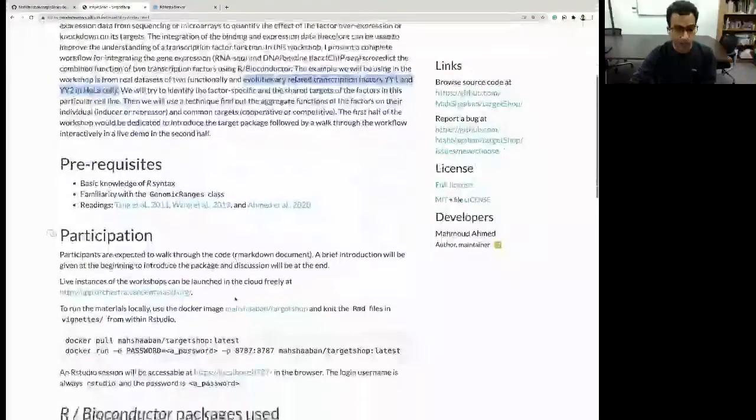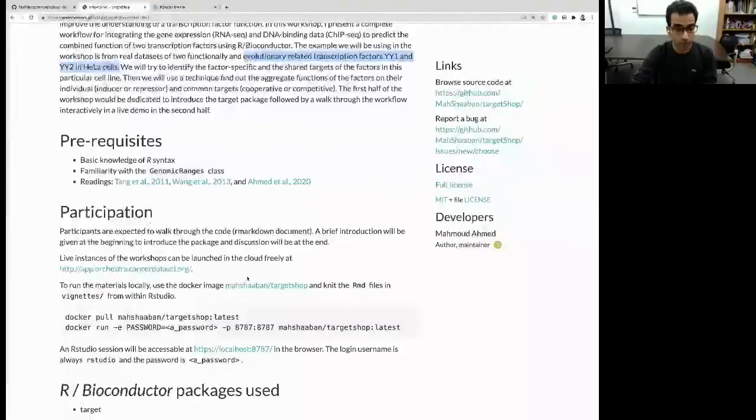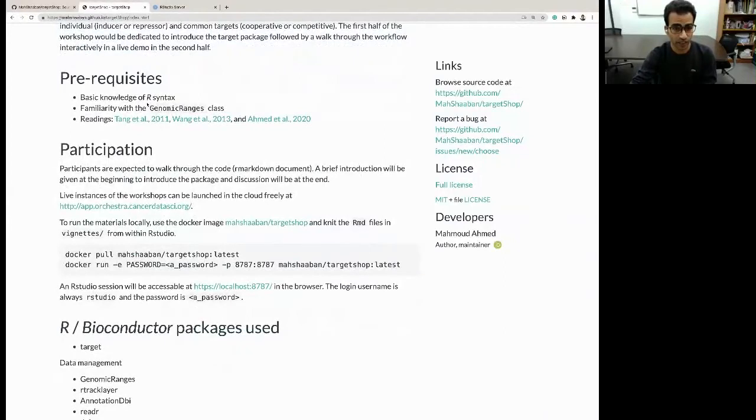So the prerequisites for this workshop are just basic knowledge of R and Bioconductor, and specifically the GenomicRanges package or the GRanges object. And those three papers are related to the work that I'm talking about. The first two papers are where the model that I'm using was presented and applied for the first time. And this paper we published earlier this year describes the work in detail.